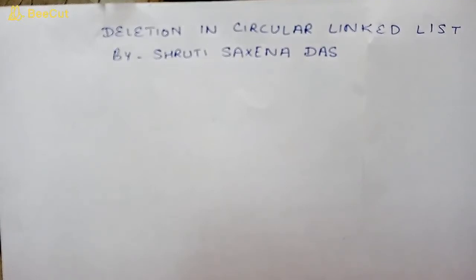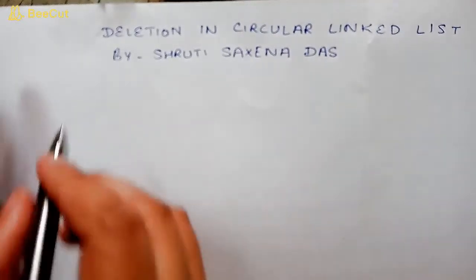In today's lecture we are going to discuss deletion in circular linked list. In case you want to delete a particular node in a linked list, we can have two criteria. Either you can delete from the beginning or from the end. And in case you want to delete a node from the middle, then the code will remain the same as that of a single linked list. In case I want to delete from the beginning, that case we are going to discuss.